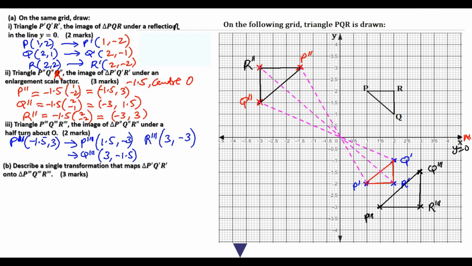The other thing now is to describe a single transformation that maps triangle P prime, Q prime, R prime onto P triple prime, Q triple prime, R triple prime. So from there, now join P prime to P double prime.